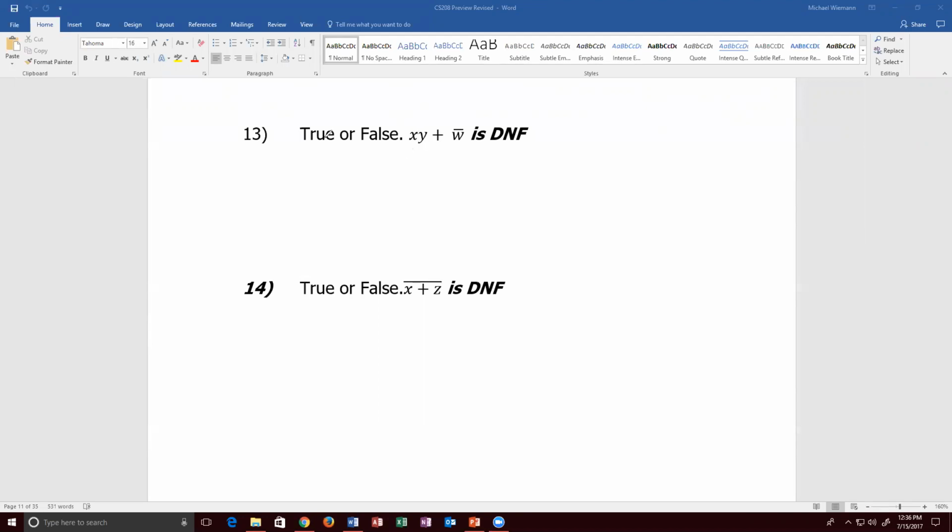For this guy, this is disjunctive normal form. Notice the terms are separated by the or representing plus and the product representing an and. You can have a complement with just a single term like that. This guy fails because the complement is over the or. That is what's causing that line over the top to fail on problem number 14. That completes those two problems.